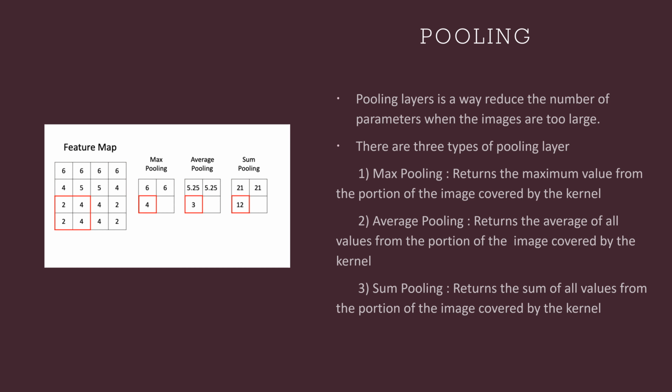Pooling. Pooling is a way to reduce the number of parameters when the images are too large. There are 3 types of pooling: max pooling, average pooling, and sum pooling. Max pooling returns the maximum value from the portion of the image covered by the kernel. Average pooling returns the average of all values, while sum pooling returns the sum of all values.